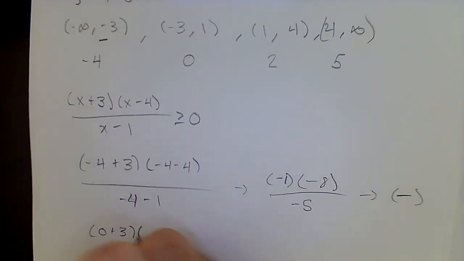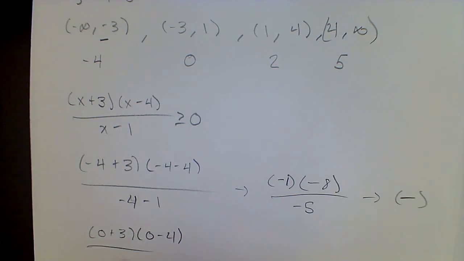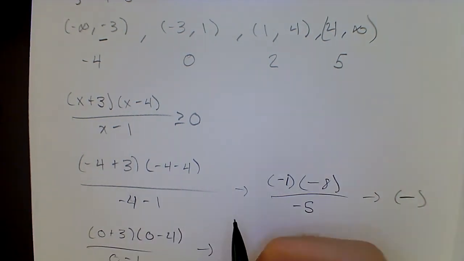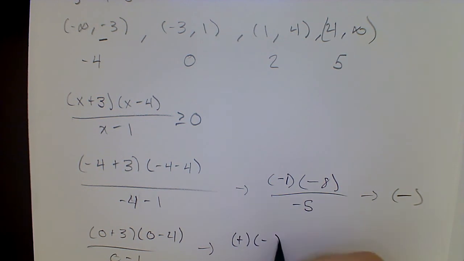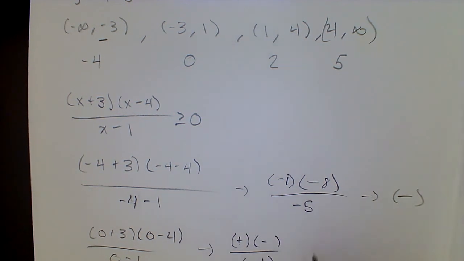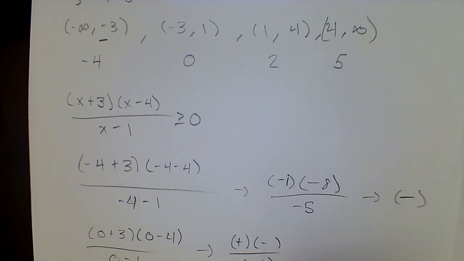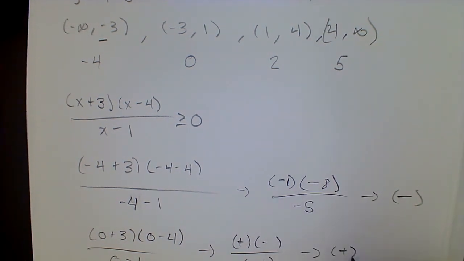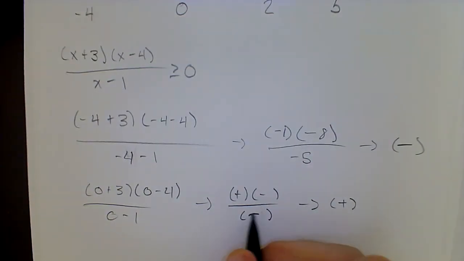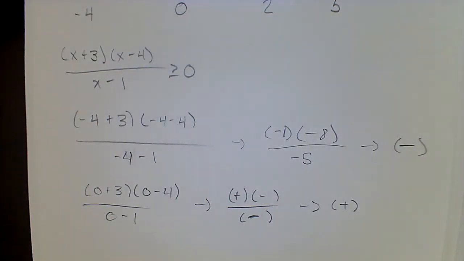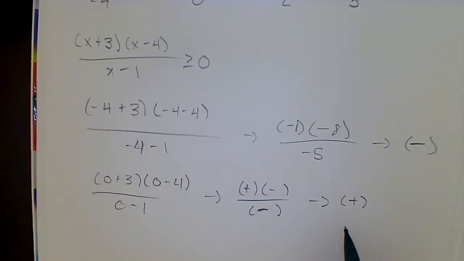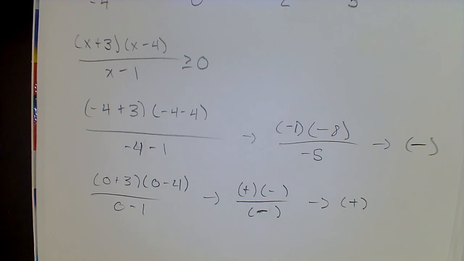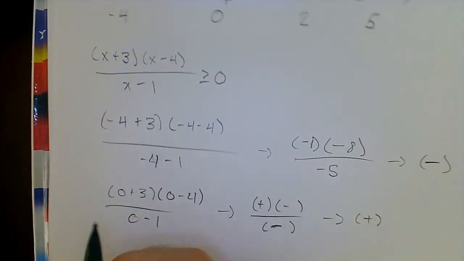So that means that this number is negative in this interval, so it doesn't work. Okay, continuing on here, we get 0 plus 3 times 0 minus 4 divided by 0 minus 1. So this one is a positive number times a negative number divided by a negative number. So we have two negatives. A negative number divided by a negative number is positive, for the same reasoning as a negative number times a negative number is positive. 2 negatives make a positive. 3 negatives make a negative.